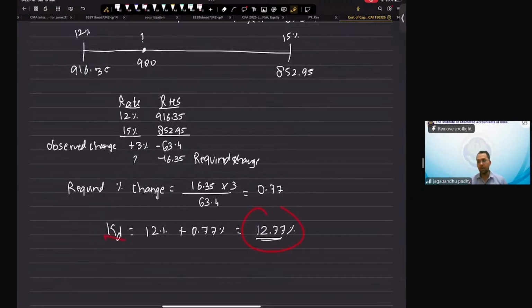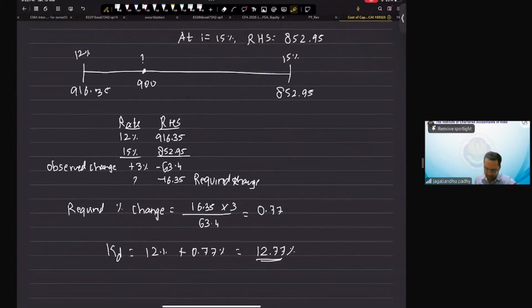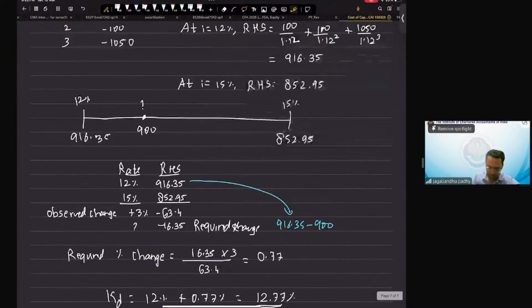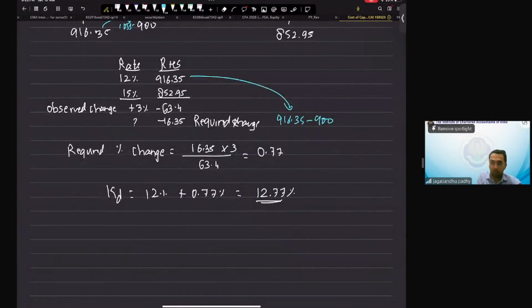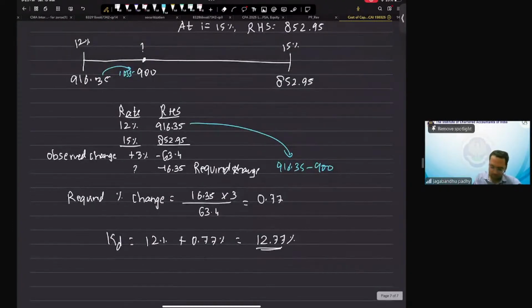Cost of debt will be 12.77%. Right? It's 16.35. It's not 16.35%, it's 16.35. The required change is essentially computed by 916.35 minus 900, because we want it to be 900, right? So we want to change from here to here as 16.35. Got it? That 16.35 is the required change because we want to reduce from 916 to 900.